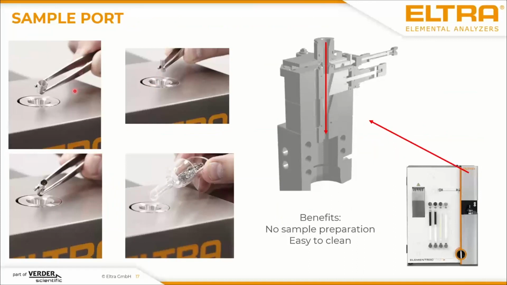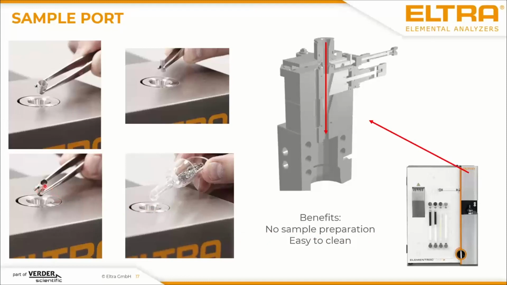On this slide, you can see the upper part of the analyzer. This area is the sample port. It's a funnel hole in the analyzer, and the sample is very simply placed there to analyze it. So just drop your pin, a nickel basket or a capsule, or just drop your granulates into this opening. Not much sample preparation is required here.